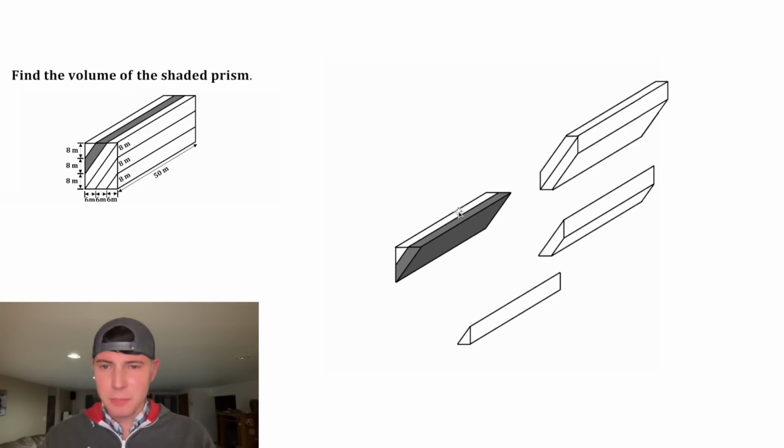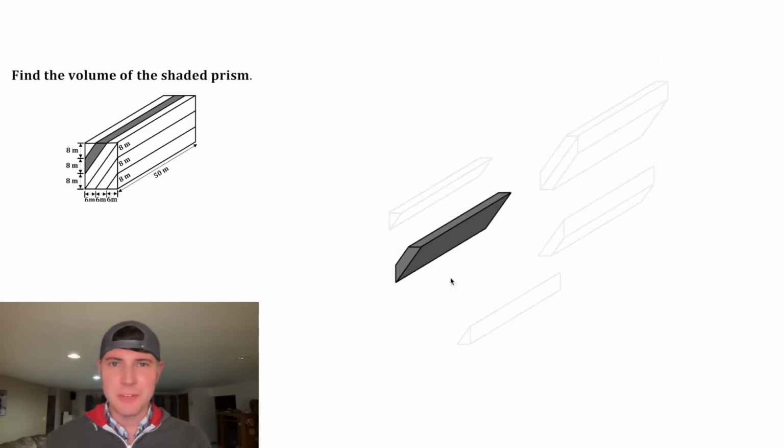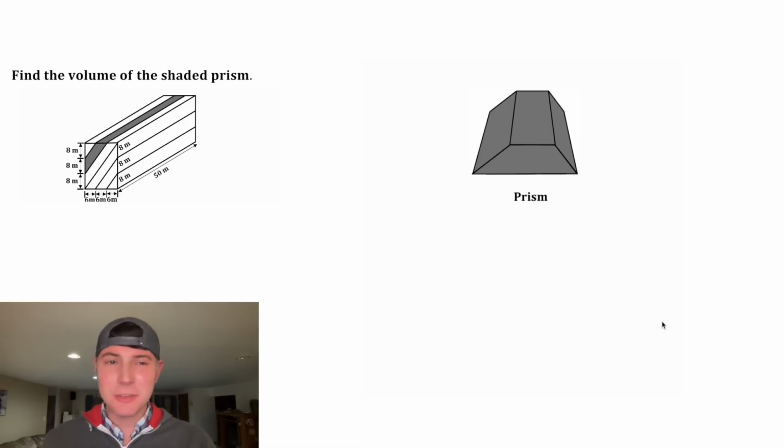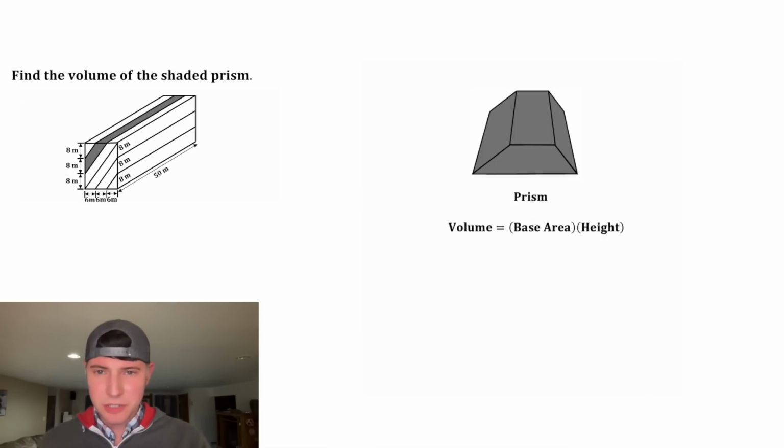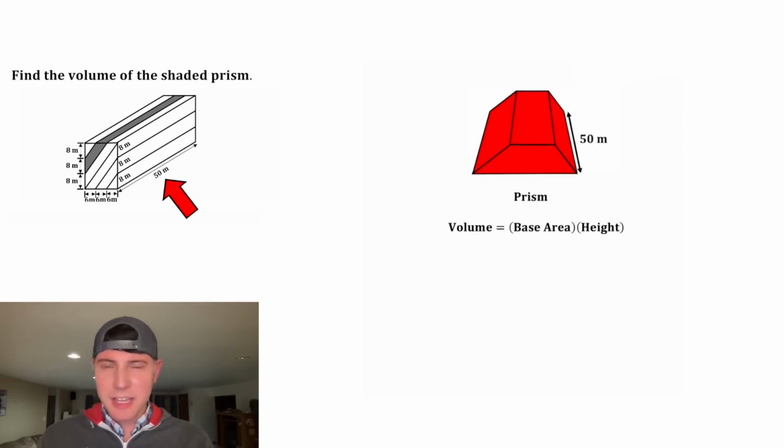Now let's get rid of this top piece too. Let's remove the non-shaded pieces. And let's look at this prism from a different angle. All right, I like it. So this is a prism. The volume of a prism is equal to the base area times the height. So now looking up here, we can see that this height is equal to 50. So we can plug in 50 for the height.